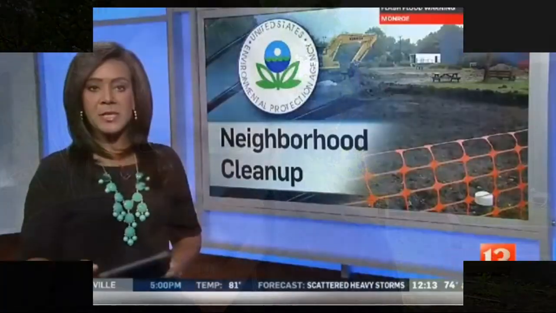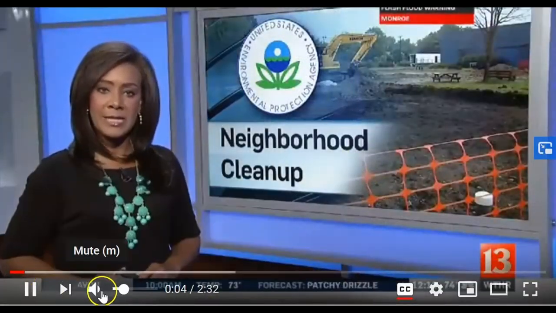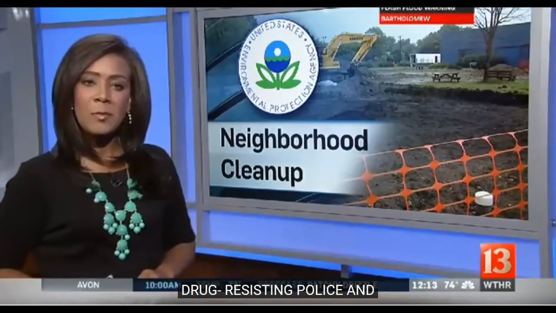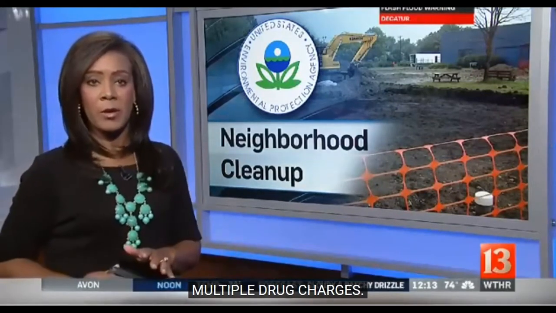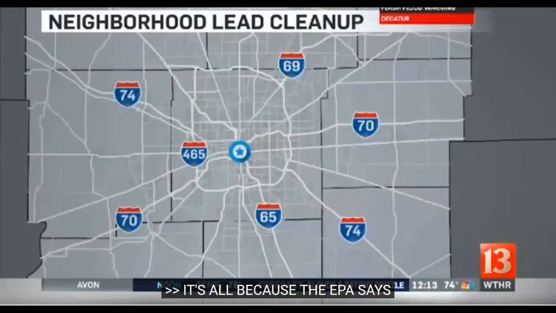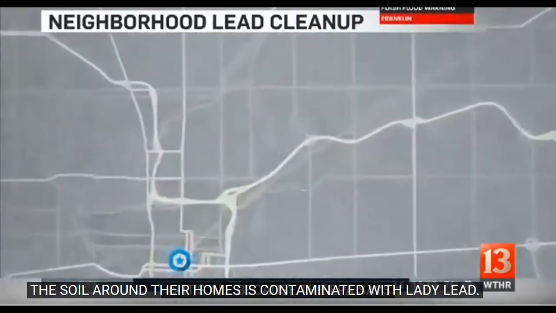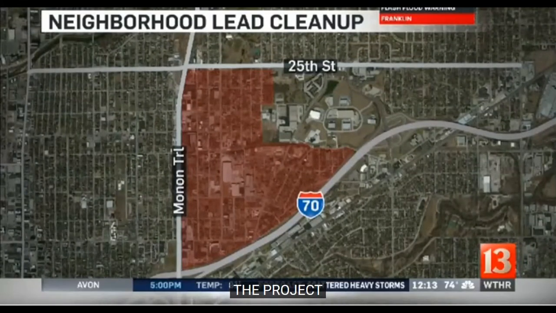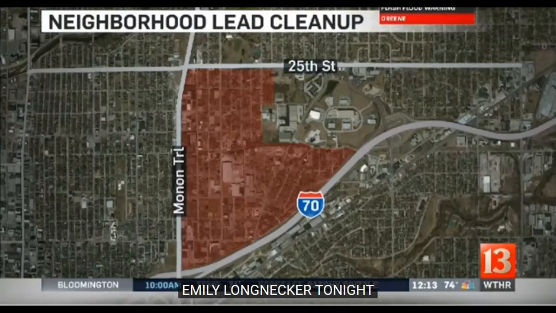In other news this morning, more than 100 people living on our city's northeast side are about to have their yards completely torn up. And that's all because the EPA says the soil around their homes is contaminated with lead. The project affects up to 100 properties in the Martindale-Brightwood neighborhood. Our Emily Longnecker tonight explains where the lead came from and why the affected area could actually expand.